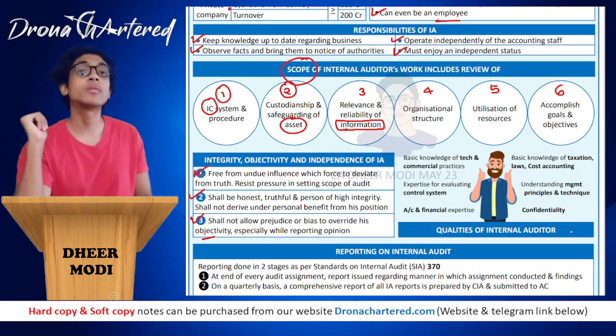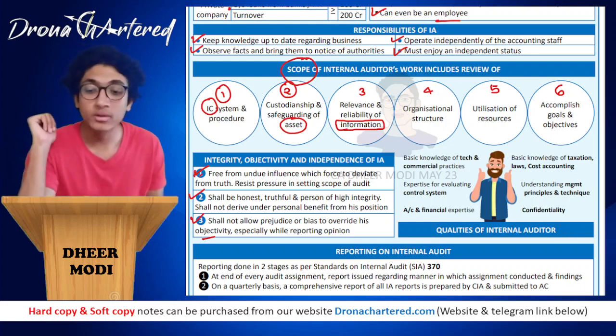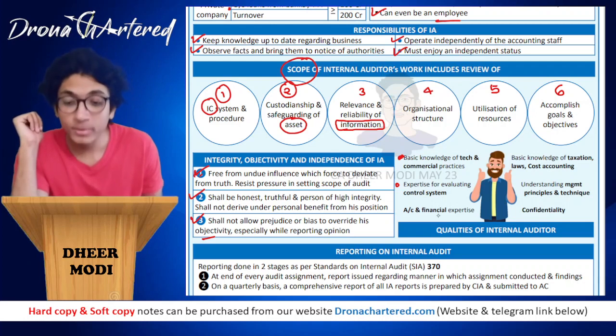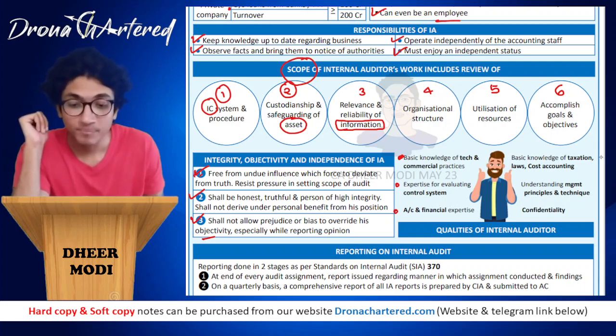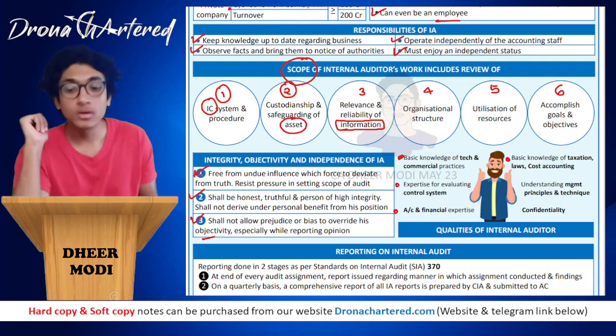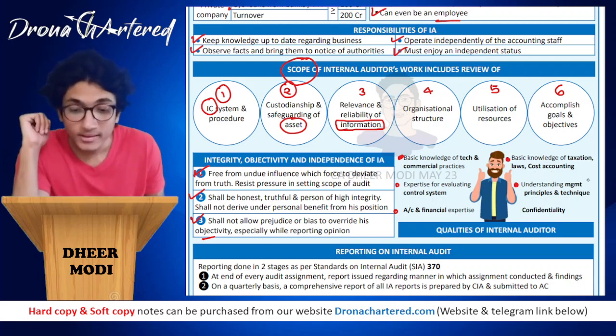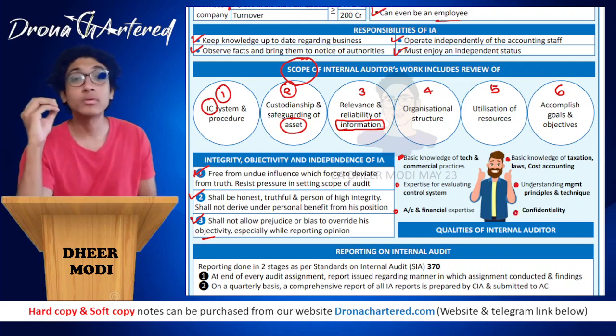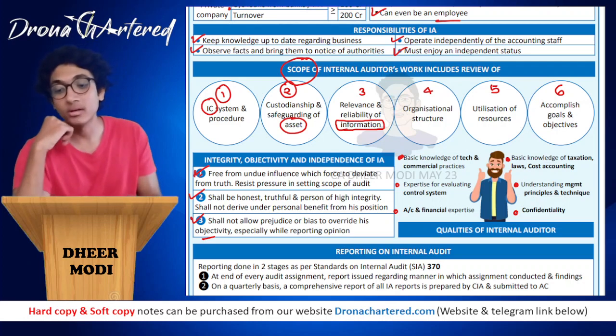Next are the qualities of an internal auditor. What are the qualities of an internal auditor? Basic knowledge of technology and commercial practices, expertise for evaluating control system, accounting and financial expertise. Next, basic knowledge of taxation, laws and cost accounting, understanding management principles and techniques, and last is confidentiality. So these are the qualities of your internal auditor.